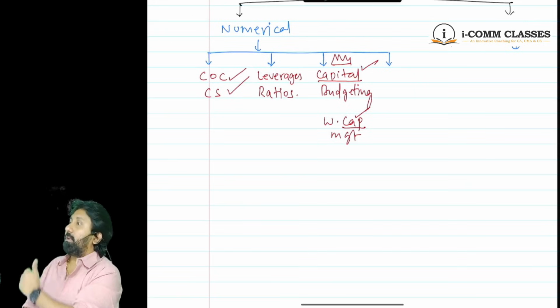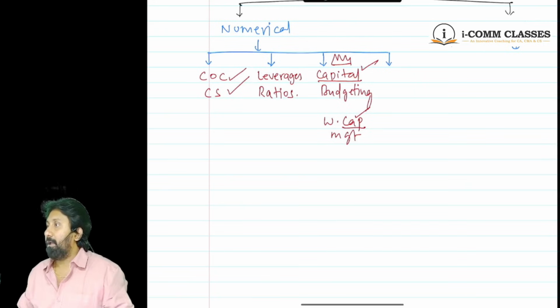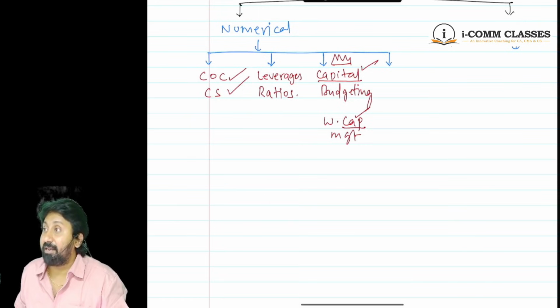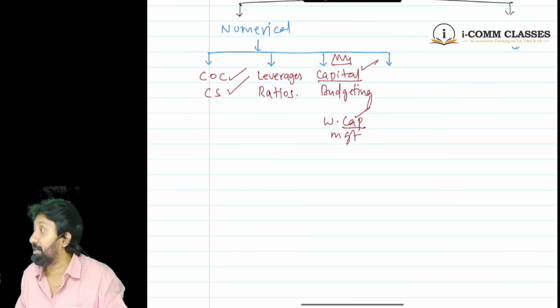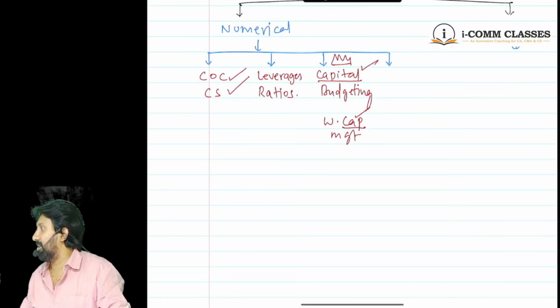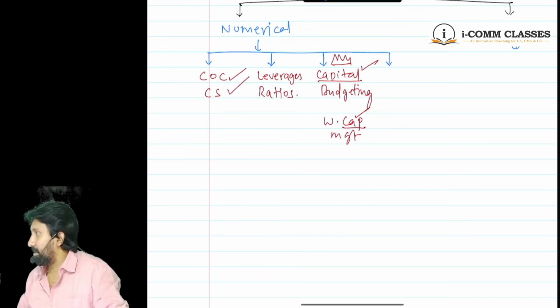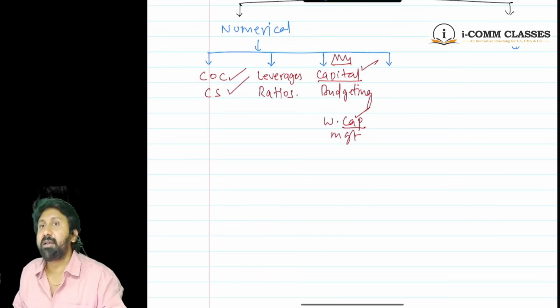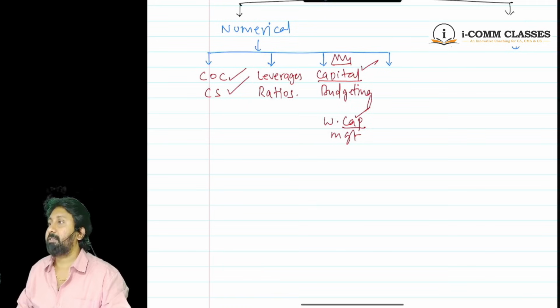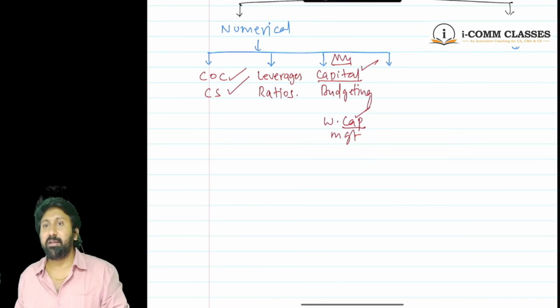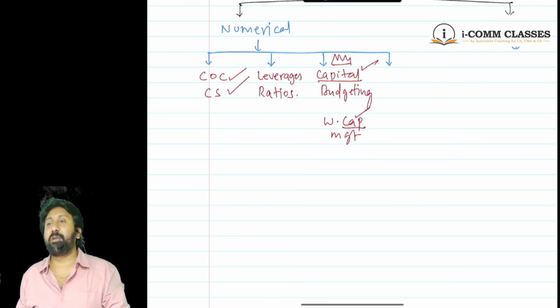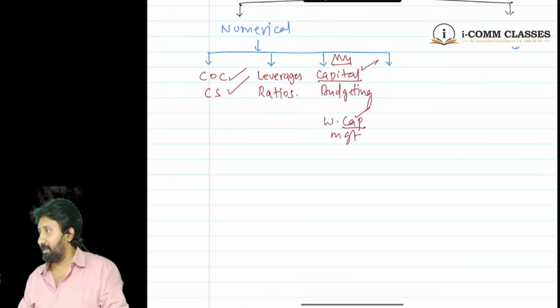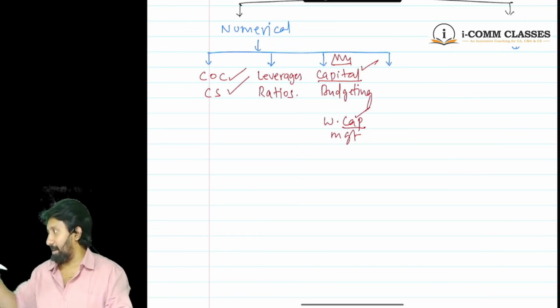How can you tell that? I will tell you. The preference share capital definition is in CA Foundation. Section 2, clause 84 defines what a share is. A share is a share in the share capital of a company and includes stock. That is the definition of share under the Companies Act.